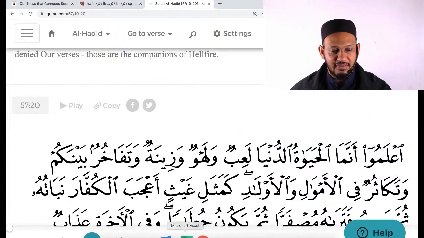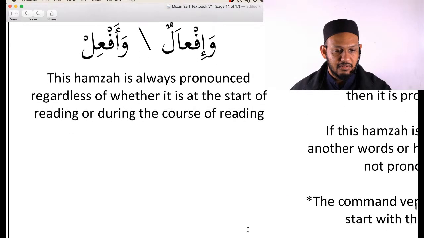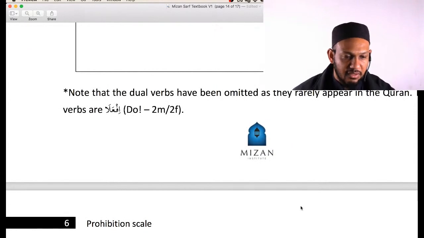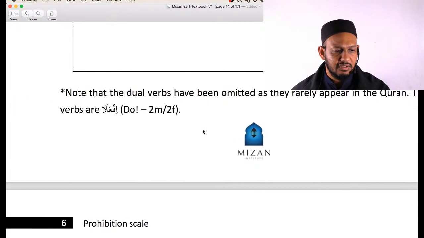So that's the difference. Okay. So your homework. And again, I left out the dual here. There's one dual here, and the dual is if'ala, which means the two of you do. But we left out the dual for now.